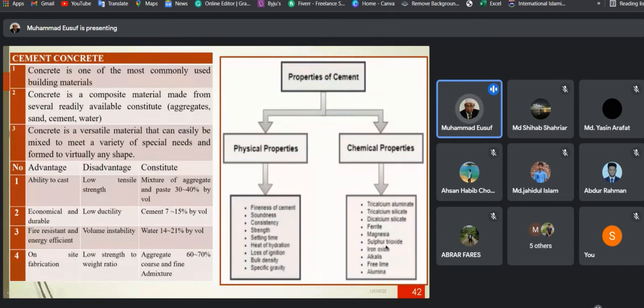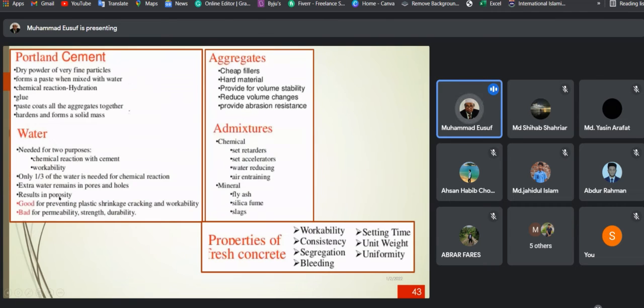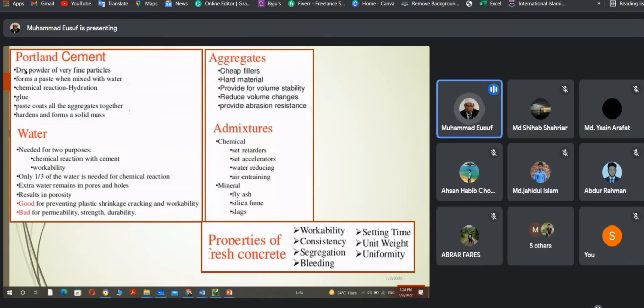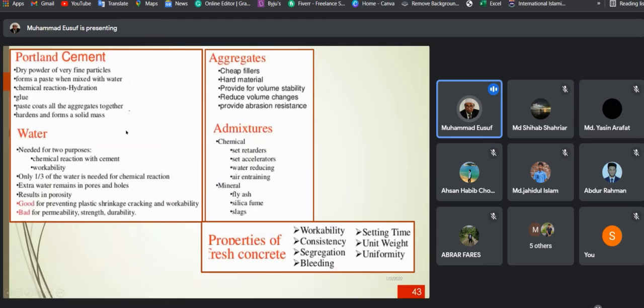Then chemical properties: tricalcium aluminate, tricalcium silicate, dicalcium silicate, pyrite, magnesium, sulfur trioxide, iron oxide, alkalis, free lime, and alumina. Then Portland cement. Time is almost over. Portland cement: water, aggregates, admixture. A little bit I will explain about the admixture.